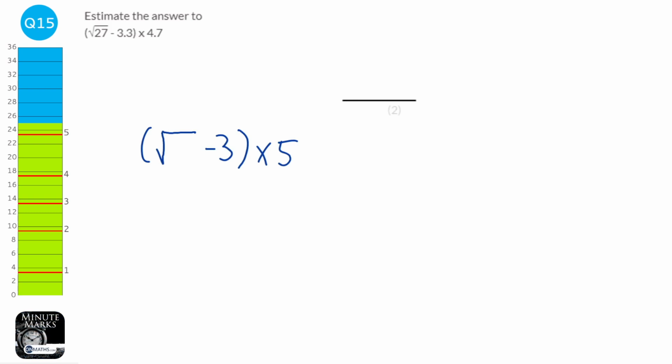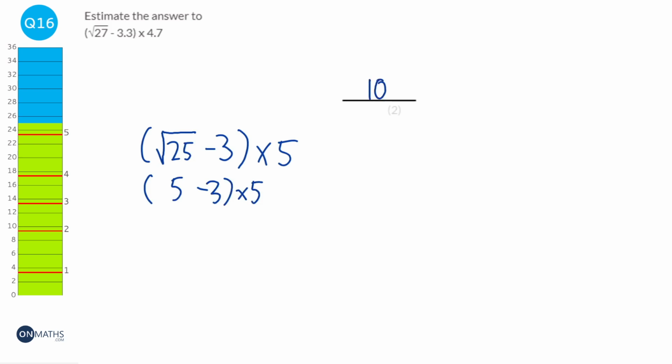So square numbers are a bit of an exception. When you've got a square root, you've got to find it to the nearest square number. So 27 to the nearest square number is 25. So square root of 25 is 5. And then 5 take away 3 is 2, times 5 is going to be 10. So our answer is 10.